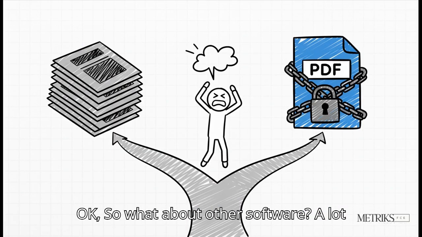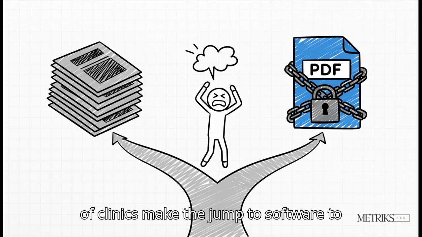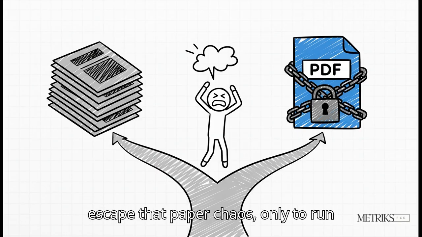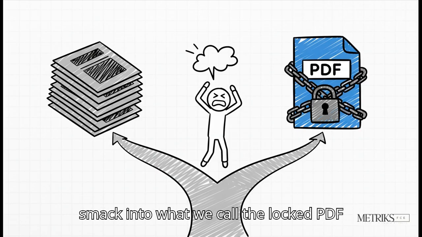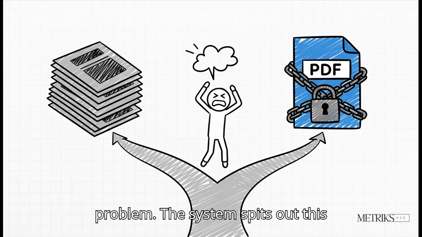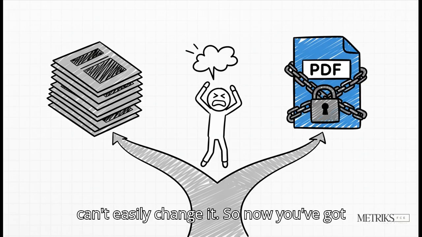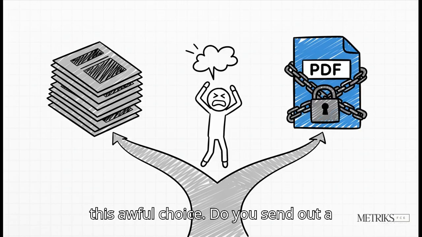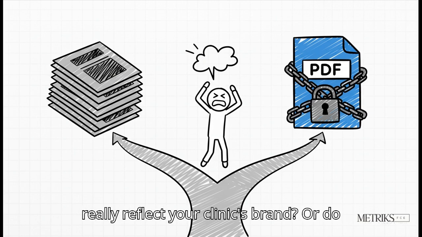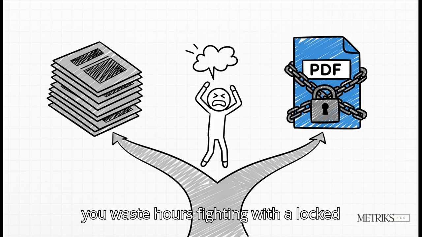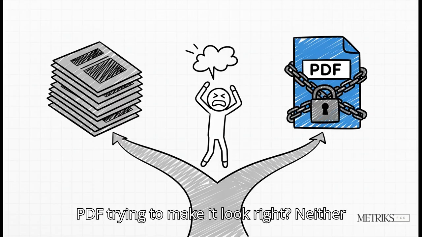Okay, so what about other software? A lot of clinics make the jump to software to escape that paper chaos, only to run smack into what we call the locked PDF problem. The system spits out this generic cookie-cutter report, and you can't easily change it. So now you've got this awful choice. Do you send out a report that feels impersonal and doesn't really reflect your clinic's brand? Or do you waste hours fighting with a locked PDF, trying to make it look right? Neither of those options feels good.